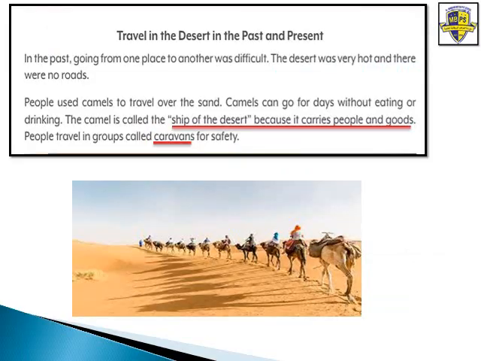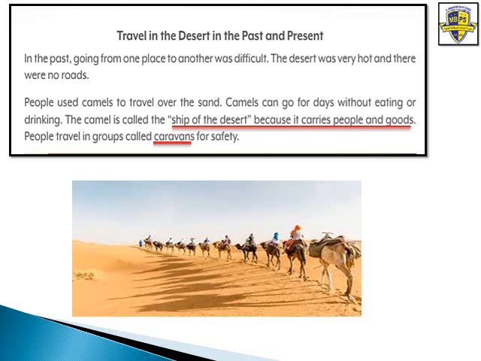And let us check the last thing, about how people traveled in the desert in the past and present. In the past, going from one place to another was difficult, not like nowadays. We can move easily from one place to another. The desert was very hot and there were no roads. People used camels to travel over the sand. Camels can go for days without eating or drinking.